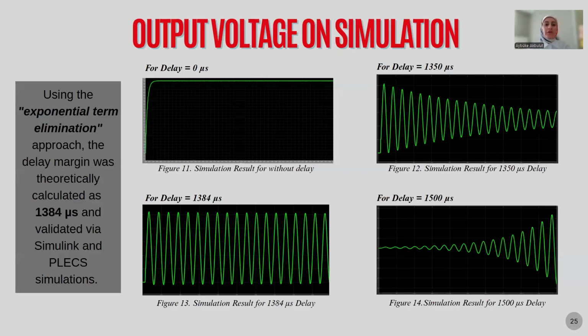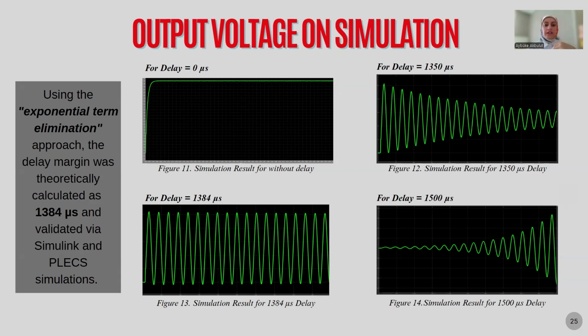Hello, I'm Aybüke. Now let's look at the output voltage in the simulation section. Using the exponential term elimination approach, the delay margin was theoretically calculated as 1384 microseconds and validated via Simulink and Plecs simulation. As you can see in the first graph, when the delay is equal to 0, that is, under ideal conditions, the output voltage reaches 5 volts without any extra oscillations.